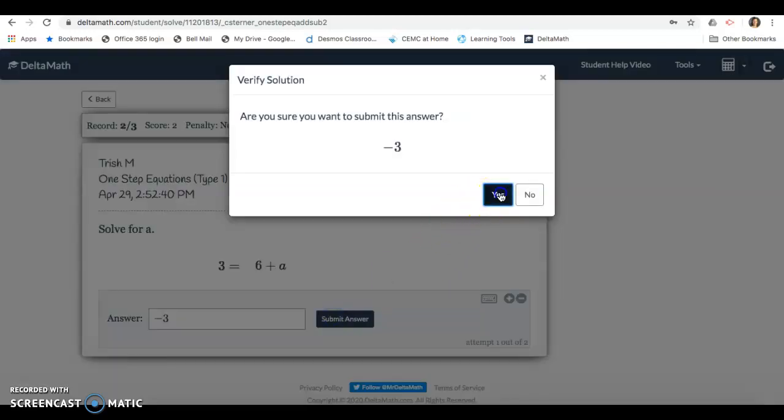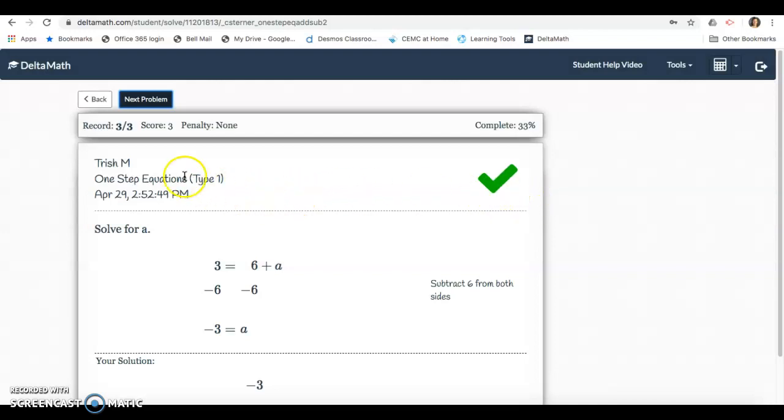I submit that. Okay, that is correct. And now you see over here, I have a record of 3 out of 3. I've completed this section of the assignment. Now you might look over here and say, well, if I completed it, why is my complete percentage 33%? That's because I've only done 1 out of the 3 sections that are in this assignment. So 1 out of 3 is 33%. Okay, so I have to go back and I have to answer the other sections.